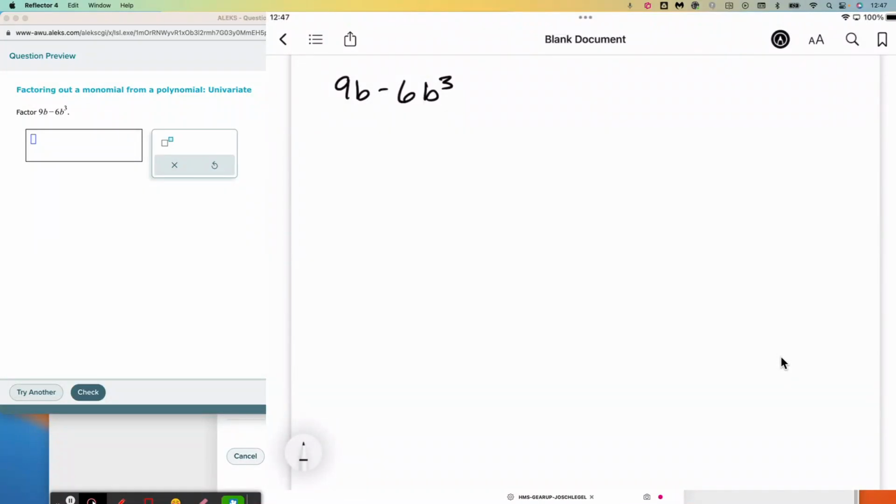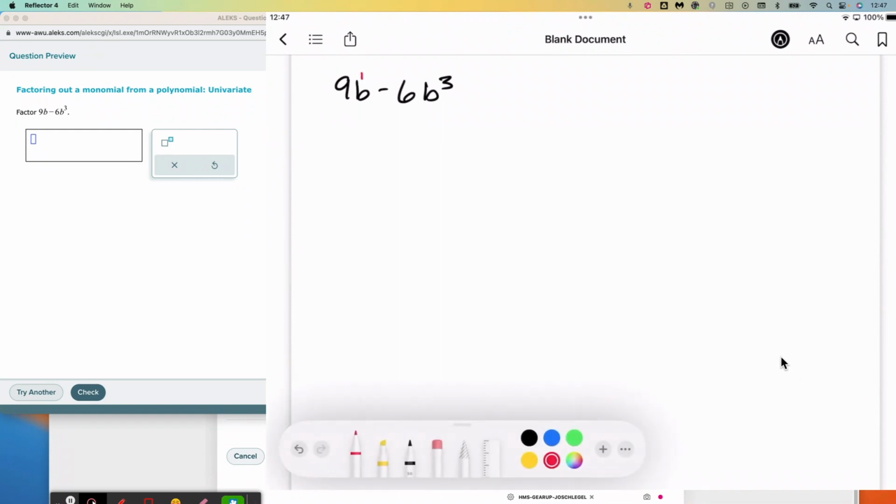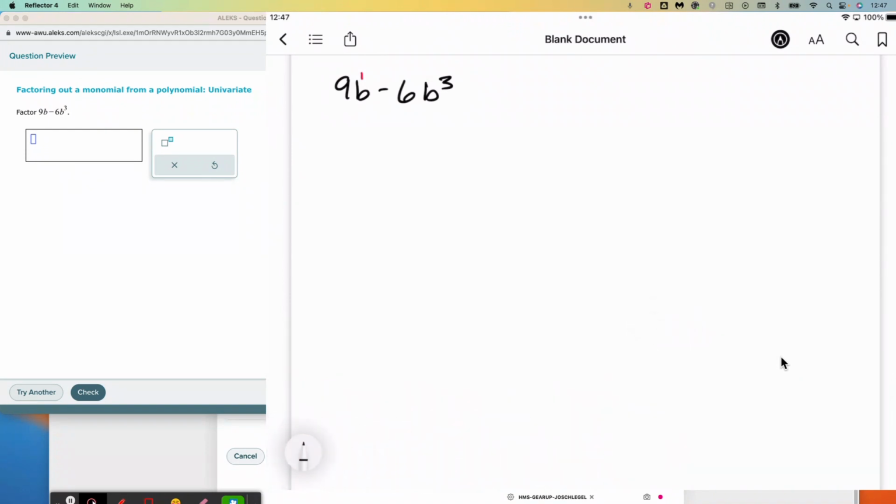So factoring out a monomial from a polynomial, what Alex is going to want us to do is to factor out or divide by the largest number, the greatest common factor of the numbers, and the largest degree of the variable. And so when we see that b there on the 9b, we can consider that to have a degree of 1 or an exponent of 1. And so the largest number of b's that they both have is 1. And the greatest common factor of 9 and 6 is 3.